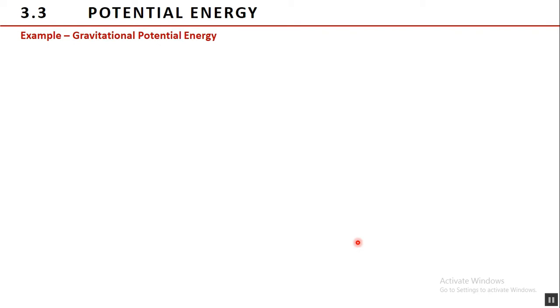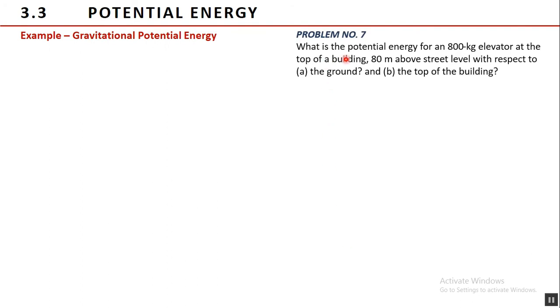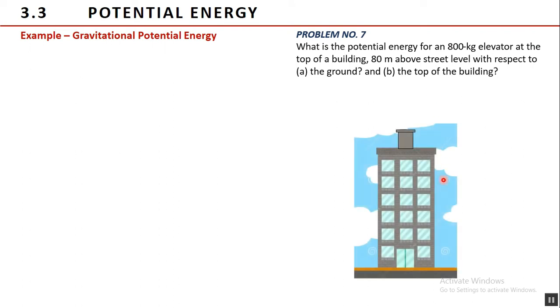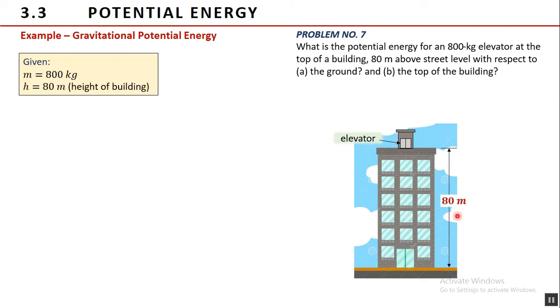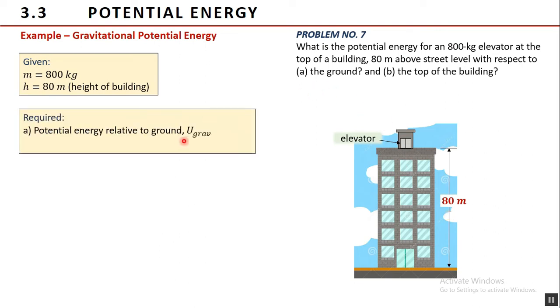Now, let us do some problem solving involving gravitational potential energy. Problem number 7. What is the potential energy for an 800 kg elevator at the top of a building, 80 meters above street level, with respect to, letter A, the ground, and letter B, the top of the building? Let us imagine that this is the building, from which an 800 kg elevator is located, 80 meters above the ground. So we are required to determine the potential energy of the elevator with respect to the ground, and letter B, its potential energy relative to the top of the building.